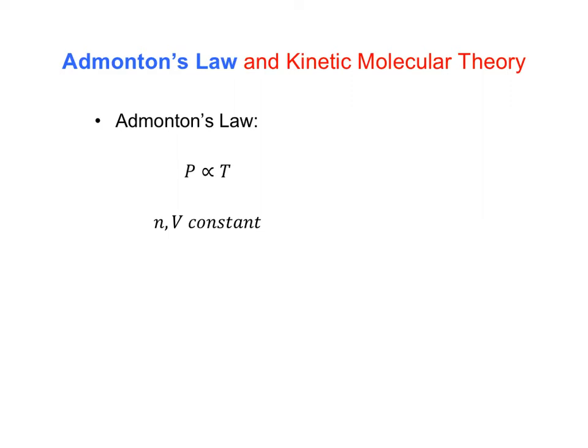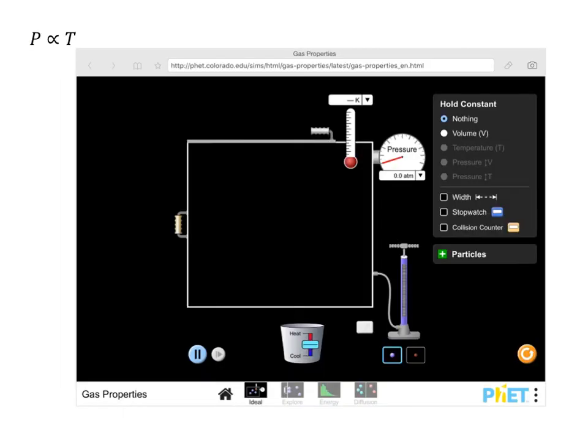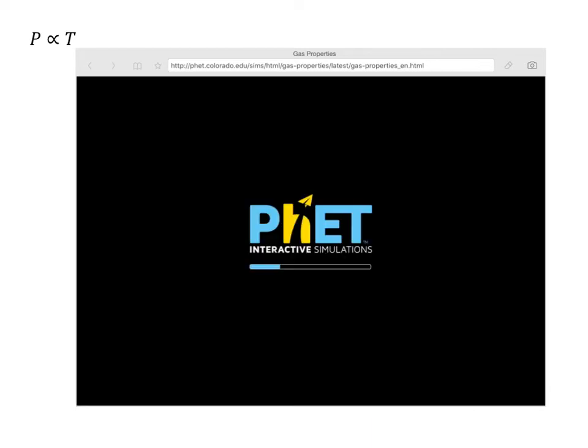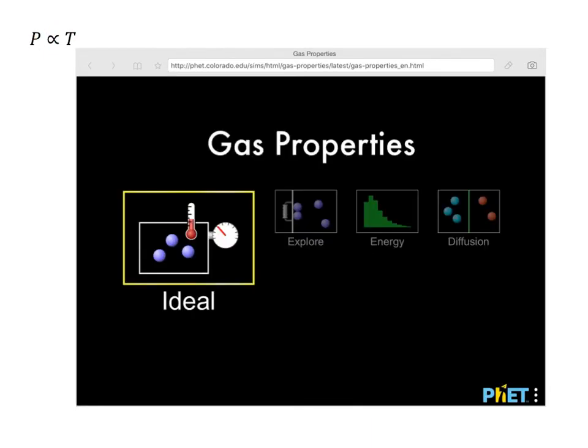All right, Newton's law tells us that pressure and temperature are directly proportional. We'll fire up our animation here. And just a reminder, pressure and temperature are directly proportional.